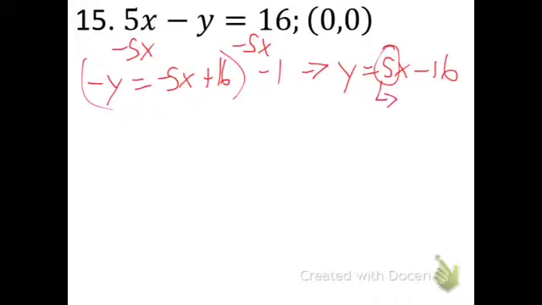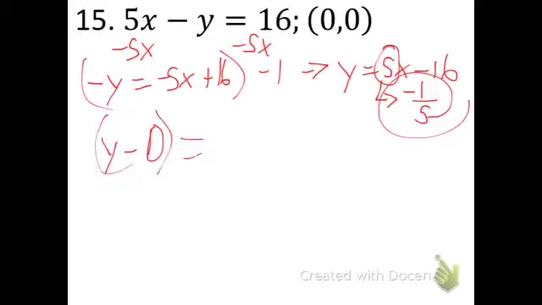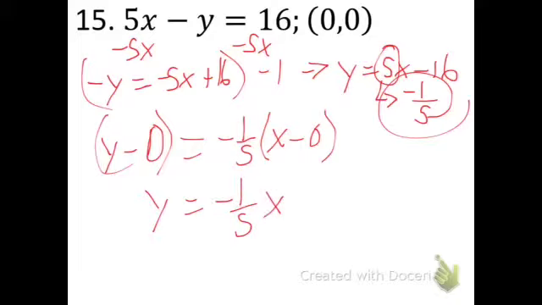I'm going to convert it, flip it upside down, change the sign. Now I have my slope. Gotta do y minus y1 equals that slope times x minus x1. You're looking at y equals negative 1/5 x. And that's the whole equation.